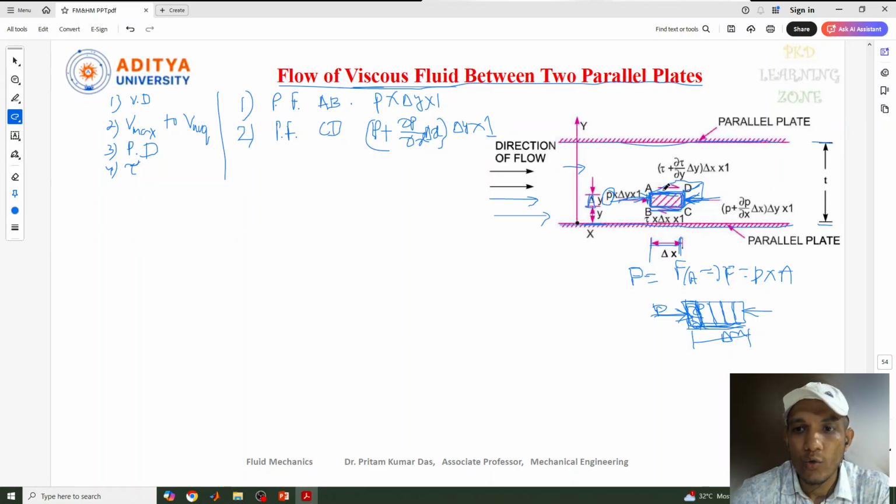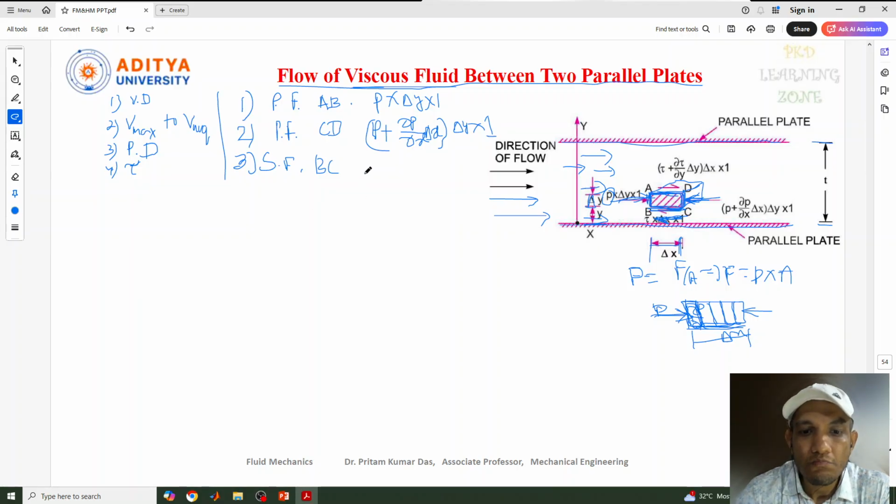Similarly, at the two other faces, there is a shear force going to act on this, because the fluid is in moving condition. So there is a shear force acting on this surface. What shear force is going to act here? Similar thing, the shear force on the face BC. This is the BC face. The shear force is going to act in this direction, and it is reverse to this one.